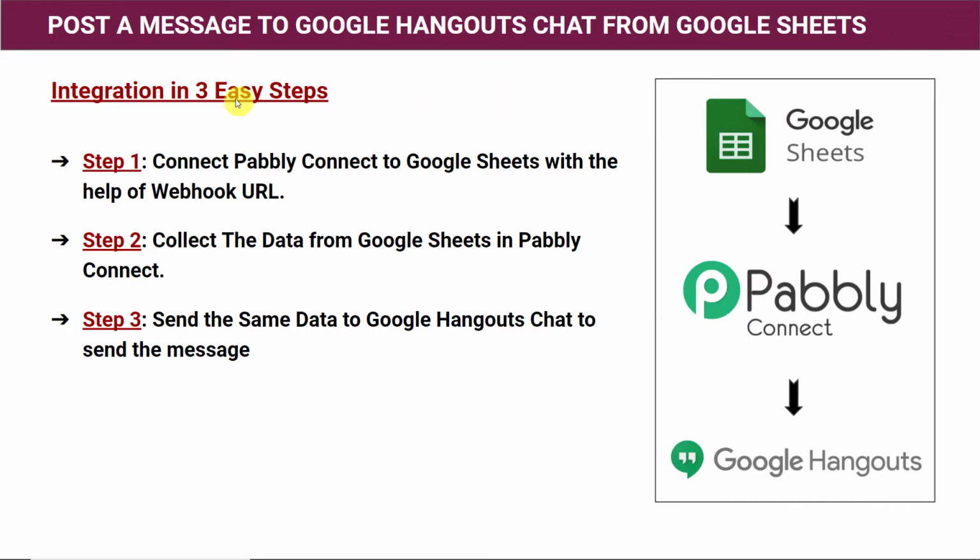Okay, so this is how this integration is going to work. In the first step, you're going to integrate Google Sheets and Pabbly Connect with the help of a webhook URL. You're just going to copy the webhook URL from Pabbly Connect and paste it into Google Sheets. Now in the second step, you're going to send the data from Google Sheets, which will be collected in Pabbly Connect. Now in the third and final step, you're going to send this data to Google Hangouts chat to send a message on Google Hangouts chat.